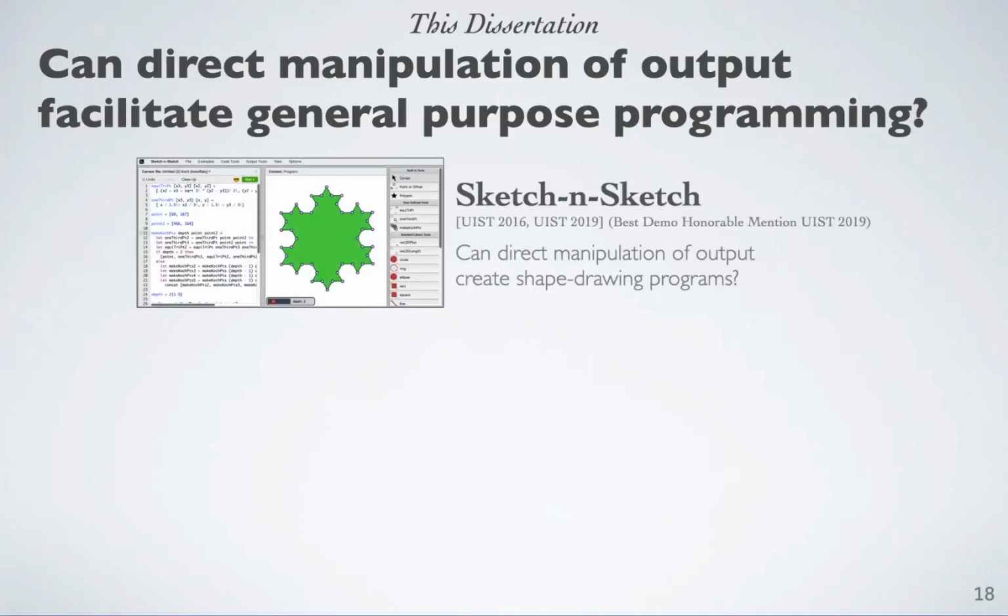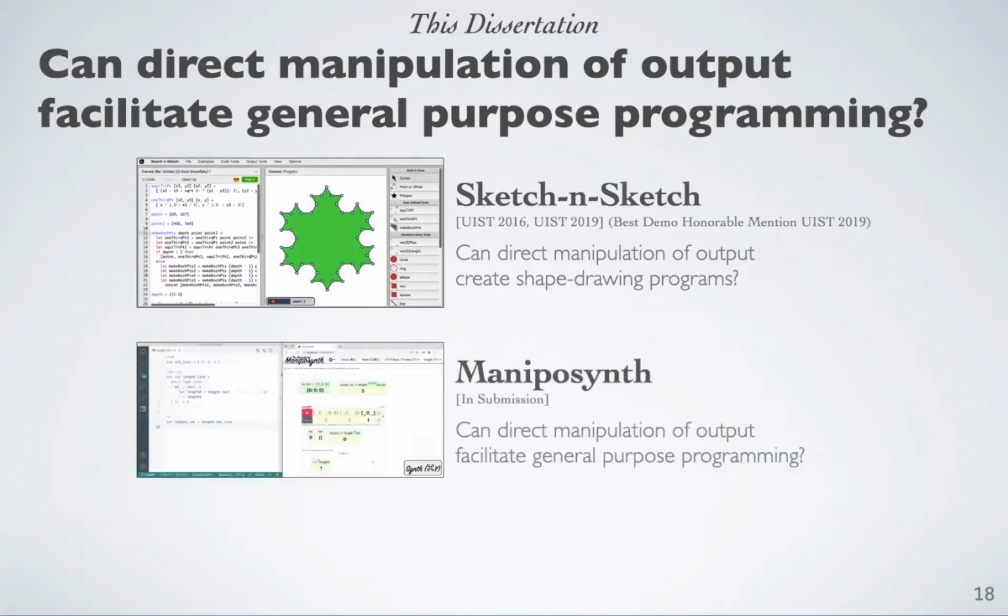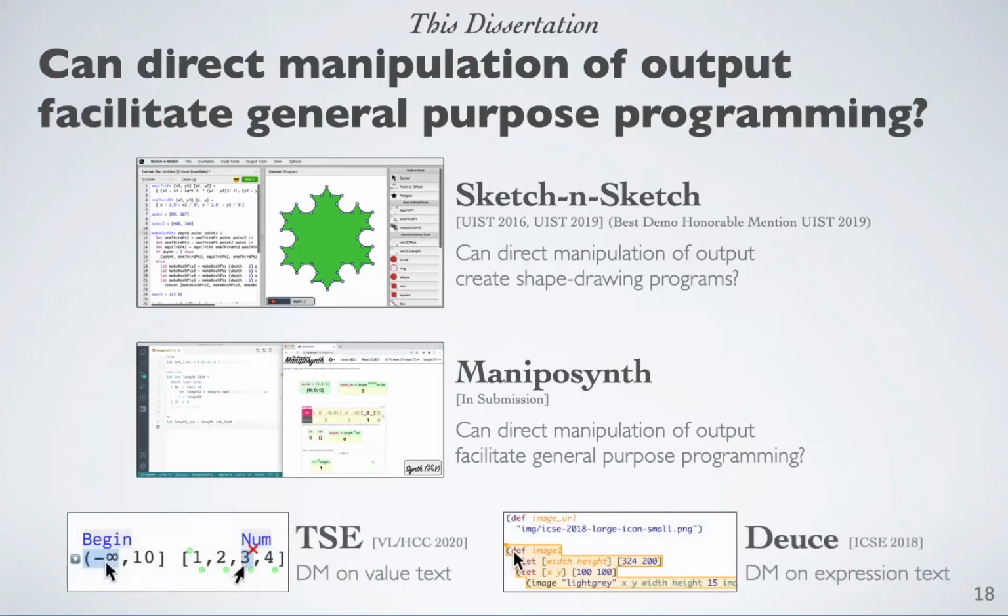We're going to breeze through that because the committee has seen that before. But then we're going to focus most of the presentation on the new system, Manipusynth, where we're trying to say, can we directly manipulate the output for general purpose programs and use that to build programs? And then at the end, we're going to talk about a couple supporting mechanisms very briefly that we built.